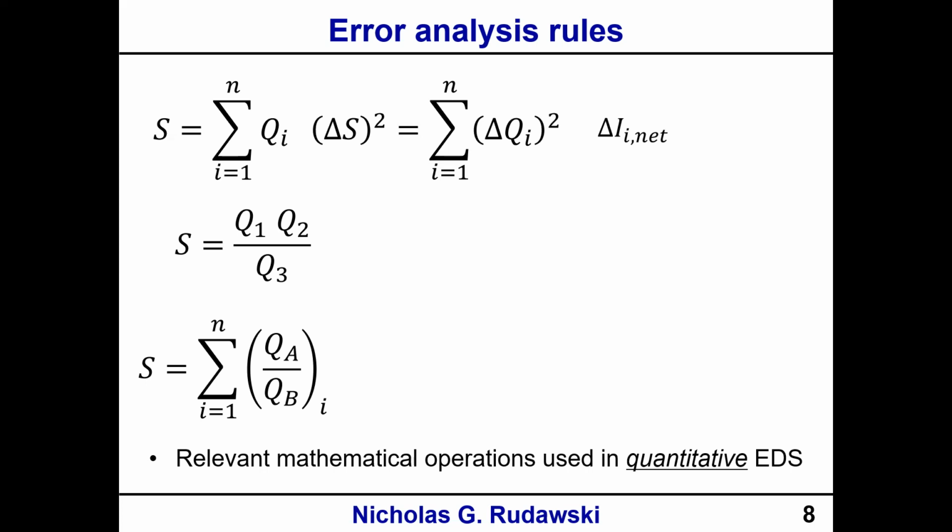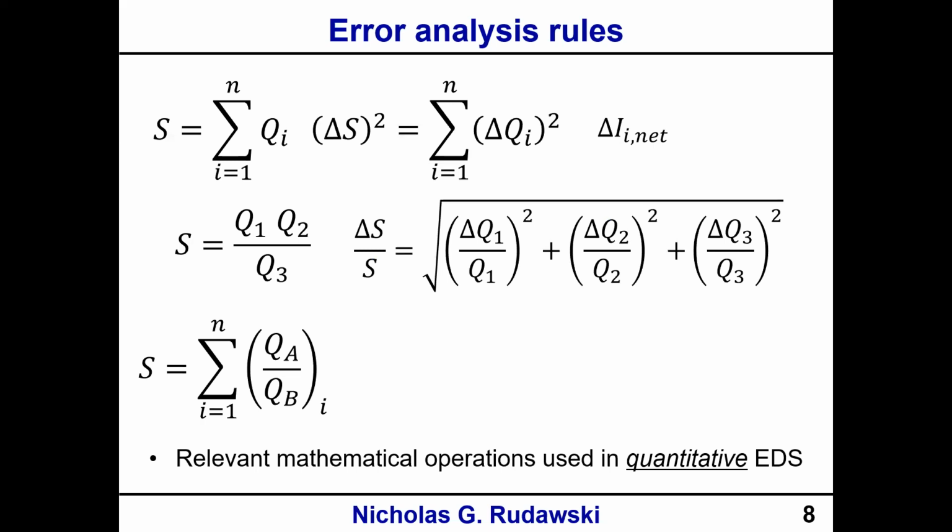If we go down to the next line, we have products and quotients. I have three here as an example. It's a little more complicated. Delta S divided by S is equal to the square root of the sum of the relative errors of each of these quantities squared. When you have delta Q divided by Q or delta S divided by S, we call that a relative error, not an absolute error. Obviously, if we multiplied through by S, we would get an absolute error, delta S, which could be done. So this is what we do if we have products and quotients.